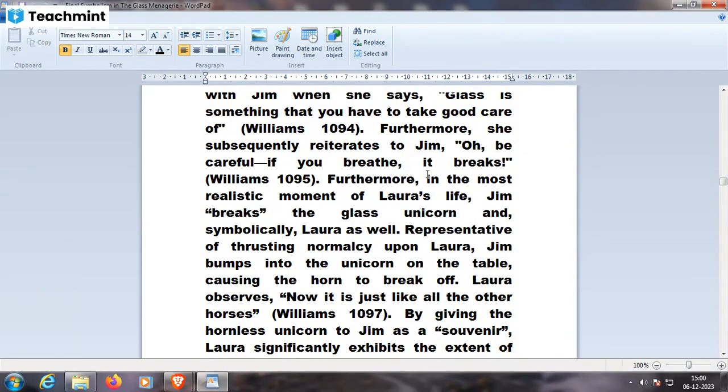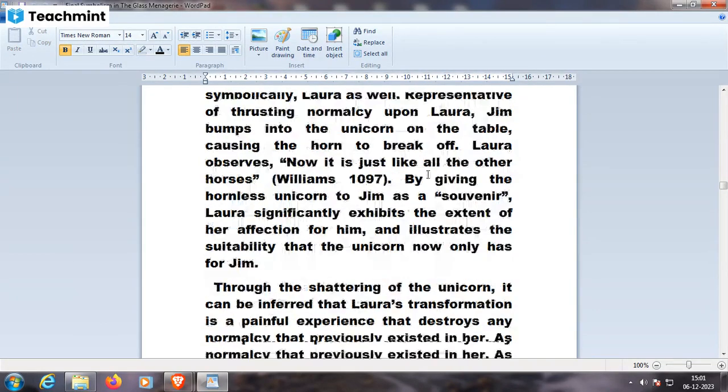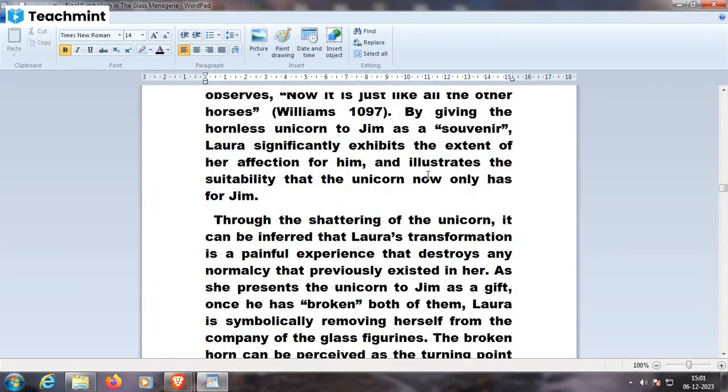By giving the hornless unicorn to Jim as a souvenir, Laura significantly exhibits the extent of her affection for him and illustrates the suitability that the unicorn now only has for Jim. Through the shattering of the unicorn, it can be inferred that Laura's transformation is complete. It's a painful experience that destroys any normalcy that previously existed in her.